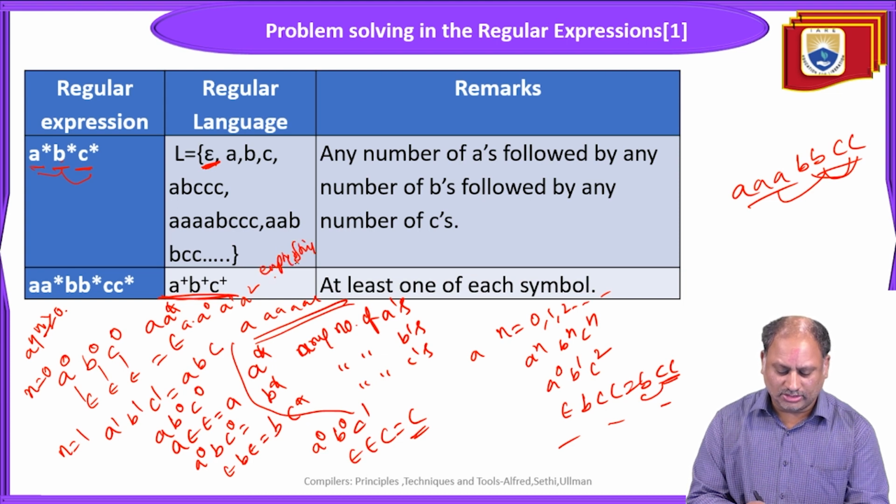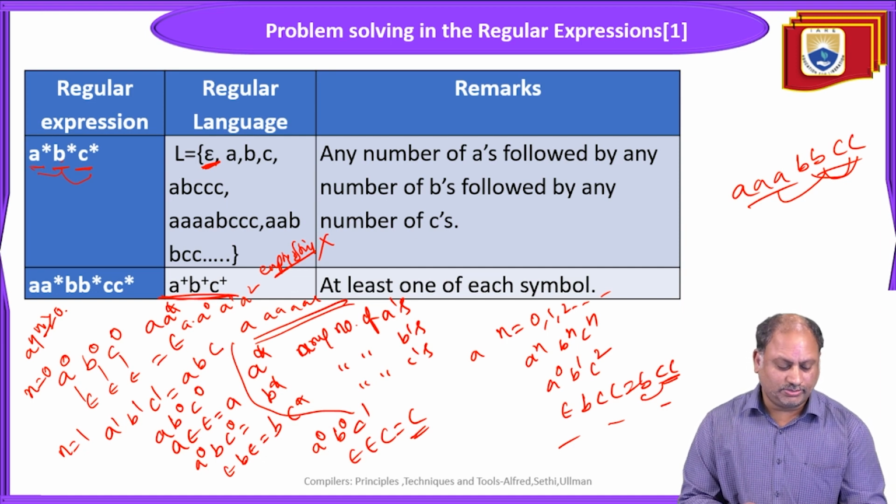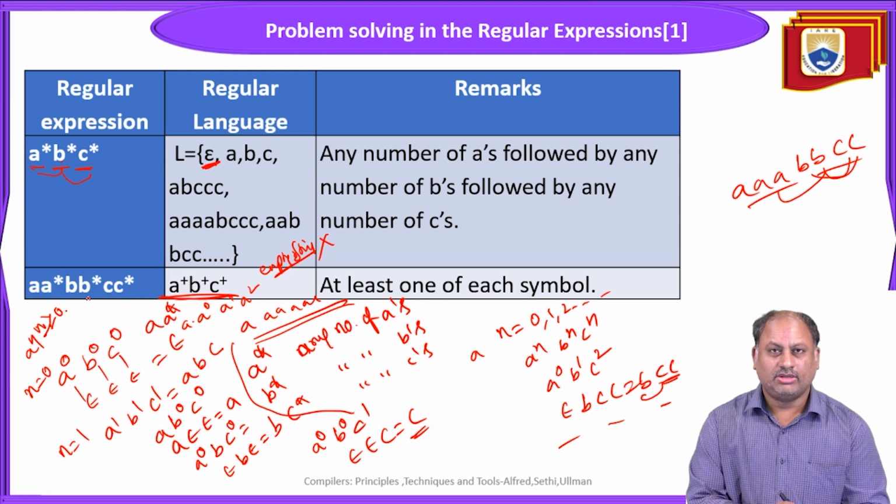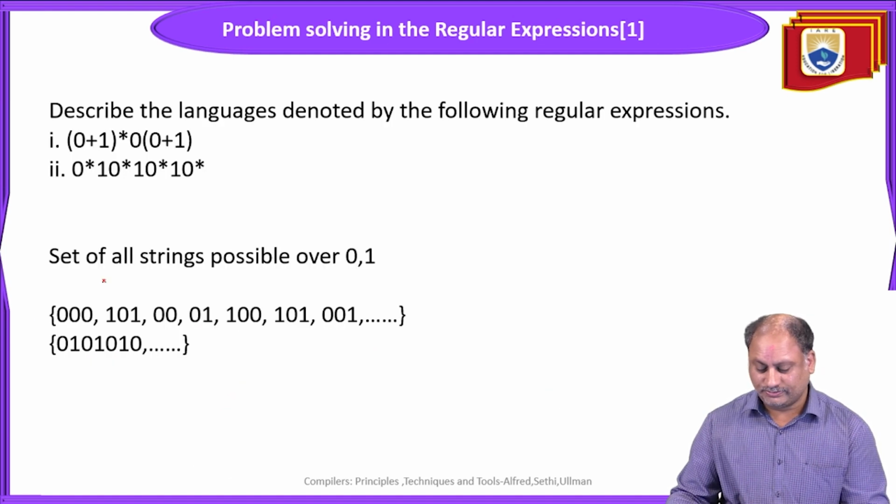Empty string is not allowed here in this case. That is the only difference between A star, B star and A plus, B plus, which is equivalent to A star, B star and C star.